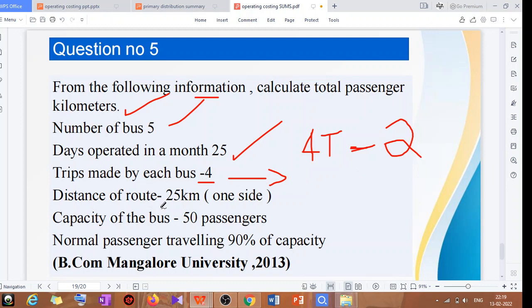The distance of the route is 25 kilometers. It is one side journey. The capacity of the bus is 50 passengers. Normal passenger traveling is 90% of the capacity. So what will be the number of passengers who have traveled at that time? 50 into 90%, how much? It will be 45. Clear?